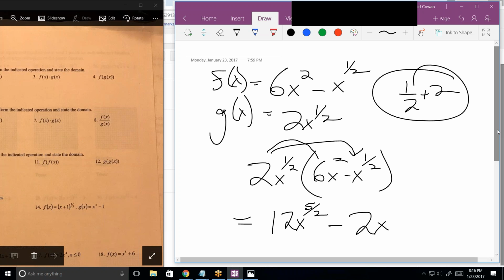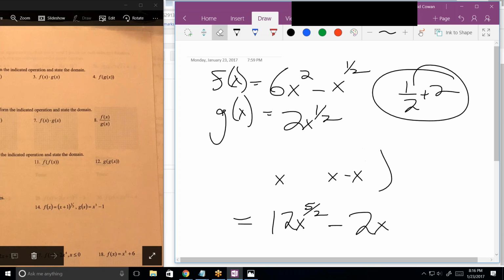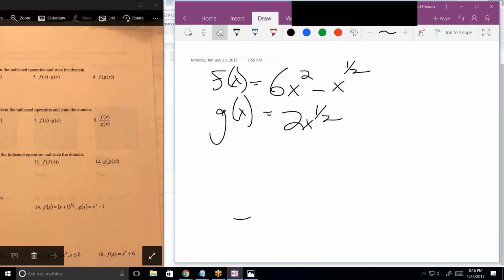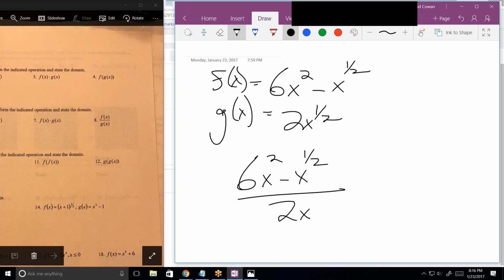Now, let's look at the division of it. Let me write it first to see if it's hard or easy. So we got f of x over g of x. Certainly f of x over g of x is easier than g of x over f of x, only because we've got two terms in the numerator, which is much easier to deal with than two terms in the denominator. This way, we only have one term in the denominator.